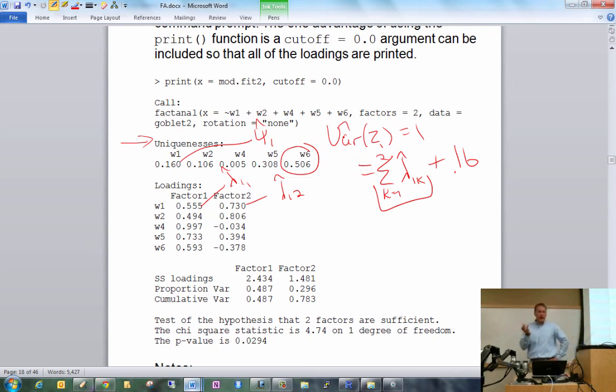Also, before I forget, I want to make sure I say this. I know I said it earlier, but fact now will automatically standardize your variables before it's actually run. And there's no way to get around it.